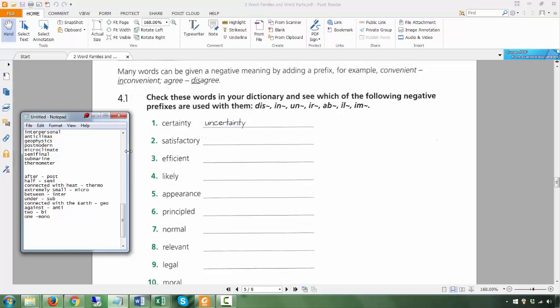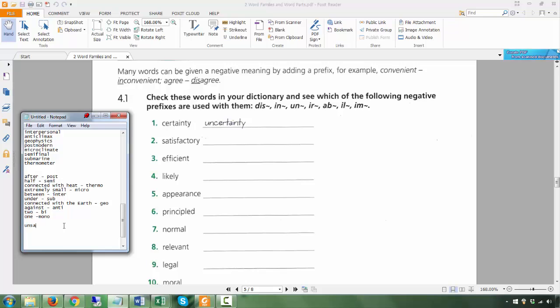And you put what you call a negative prefix, and UN would make it the opposite, but you can't put an IR, for example. I mean, different words have different negative prefixes, okay? But they all mean the same thing, which is the negative, the opposite of the word, right?